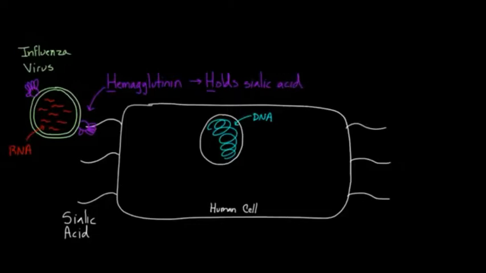Now there's another protein on the outside here. I'm going to make it look like a pair of scissors because that will kind of remind us what this one does. And this is called neuraminidase. So this one is called neuraminidase. And I'm going to pass on explaining what it does just for the moment. I'll tell you in a little bit what it does. So then the first step to get into the cell is for hemagglutinin to hold on to sialic acid.